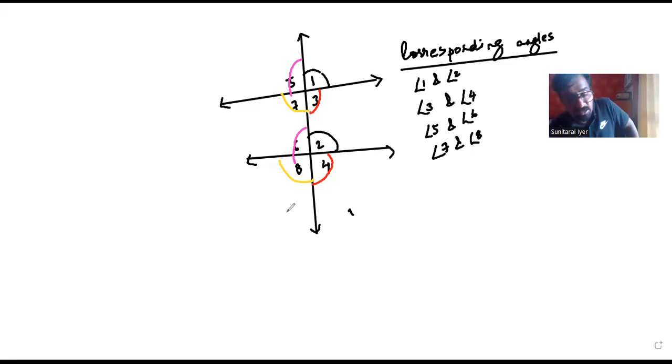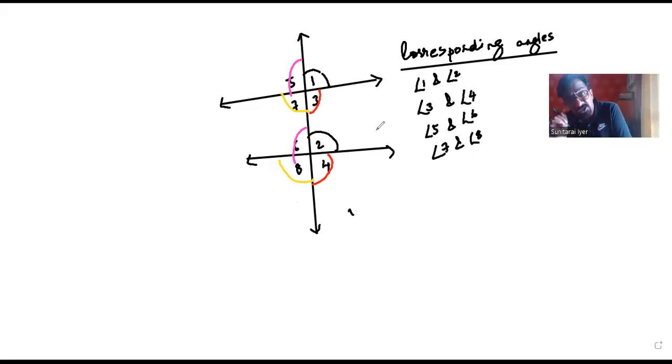So remember, children, when a transversal intersects two coplanar lines, totally 4 pairs of corresponding angles are formed. Always remember, children, 4 pairs of corresponding angles are formed.